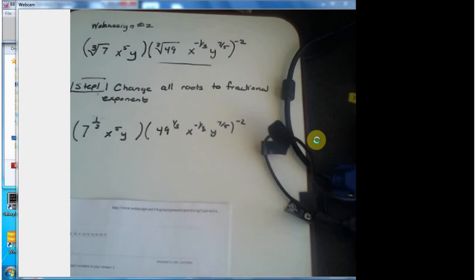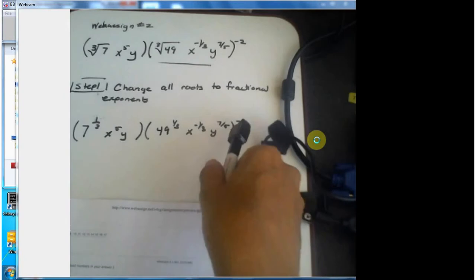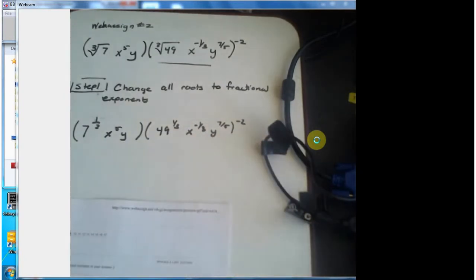Did I miss any? I got this one too, right? A to the p, b to the q, all raised to the m is a to the p times m, b to the q times m. So everything gets multiplied in. The one I used so far is this one right here. That's all I did in step 1. Step 2, I'm going to take that -2 that you see right here and bring it in using this rule right here.